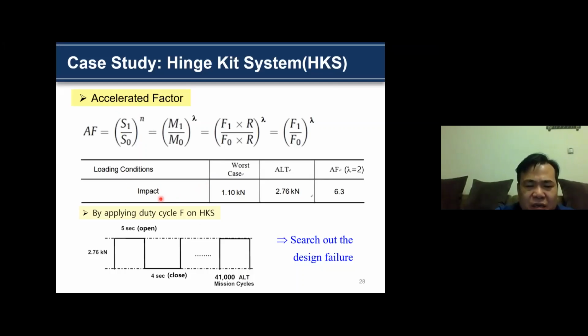For the worst case, the load is 1.1. For accelerated testing, it is 2.7. Lambda is 2, and we can calculate the accelerated factor as 6.7. By applying a duty cycle to the hinge kit system, we can search out the design failure.